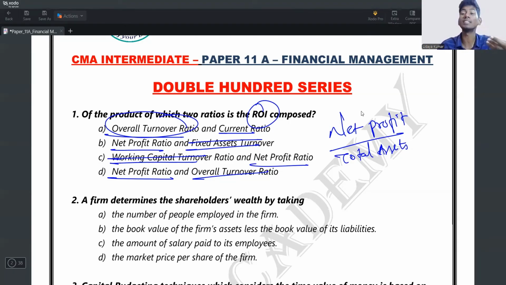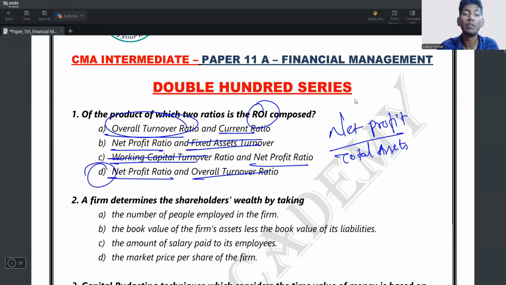If you combine both, it can be broken down as net profit divided by total sales. The net profit ratio is net profit divided by sales, and the overall turnover ratio is sales divided by total assets. When you combine both, the sales get cancelled, leaving net profit divided by total assets, which is your return on investment, indicating how efficiently a company converts its sales into profits and how well it utilizes its assets to generate sales. So the right answer is net profit ratio and overall turnover ratio.